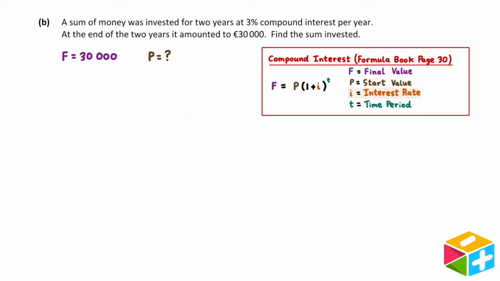I refers to the interest rate, and in our question, interest is compounding at 3% per year. So I is 3%. Written as a decimal, this will be 0.03. T refers to the time period, and our money is invested for 2 years, so T is equal to 2. Now that we've identified the values for the letters, let's sub into the formula.